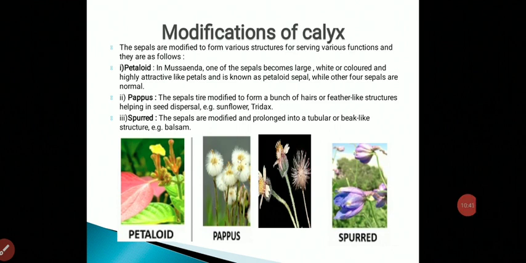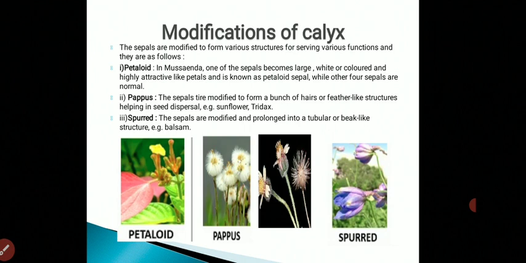Now let's discuss some modifications of calyx. The calyx is sometimes found in various forms in flowers. So let's see the modifications. The calyx, whose individual member is known as a sepal, is modified for various functions as per the need of the plant, bringing various modified forms of calyx. Some modifications are described here in this slide, which shows a petaloid type of calyx, pappus type of calyx, and spurred calyx. So let's see what is meant by that.